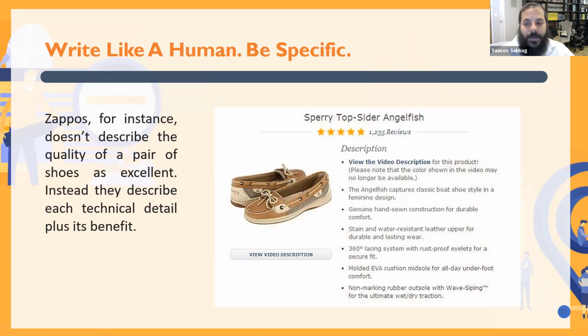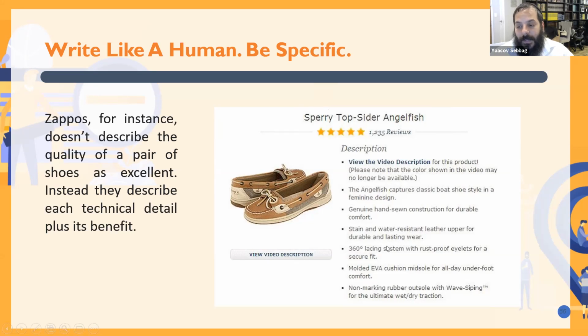So here's an example of a company that instead of saying, here are the best deluxe, ultra deluxe shoes in the whole world, Zappos was very specific about what they wrote. They wrote, it captures the classic boat shoe style in a feminine design. So if you're interested in that kind of thing, then that'll talk to you. The customer that they're making these shoes for obviously appreciates this style and design. Genuine hand-sewn construction for durable comfort. We're telling the customer that it's comfortable and that it's hand-sewn. Hand-sewn speaks to the quality.